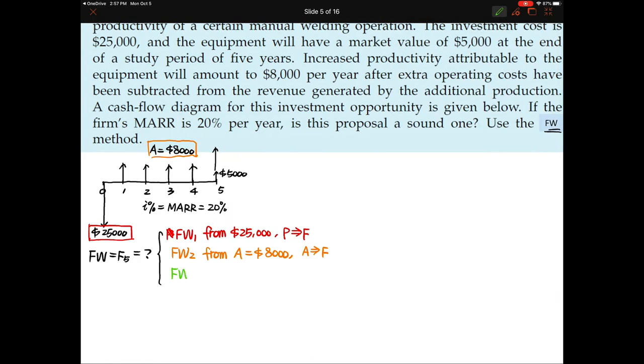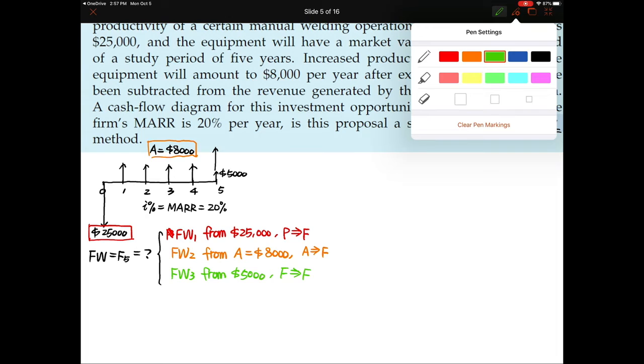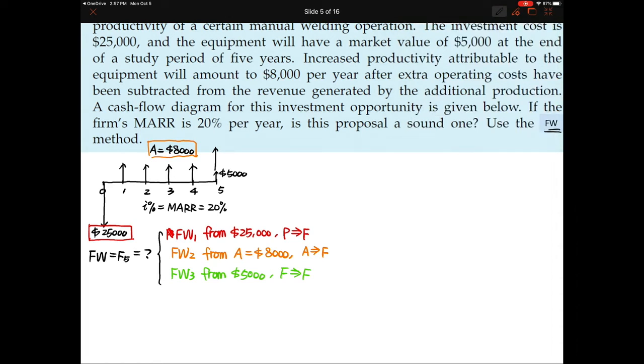Third part is from the 5,000, the resale price, and it is a future value. So actually we don't have to do any calculation. That already happened at the end. Okay, so now you can go ahead and calculate each one of them.